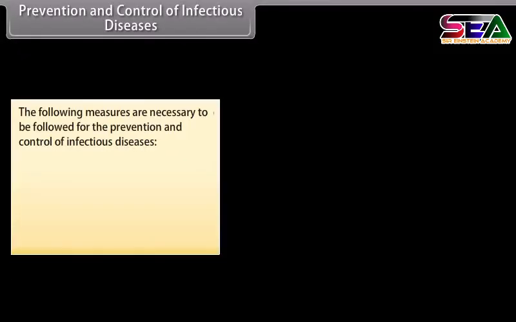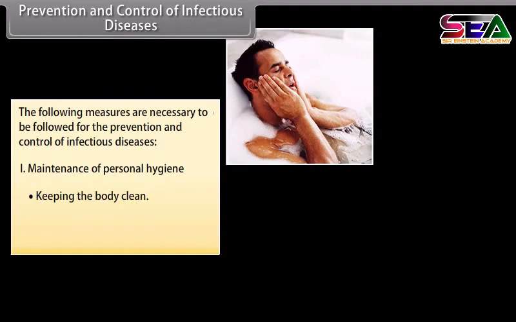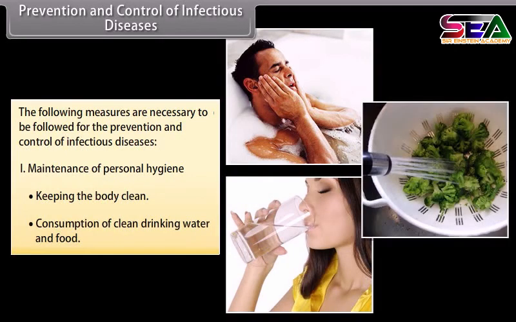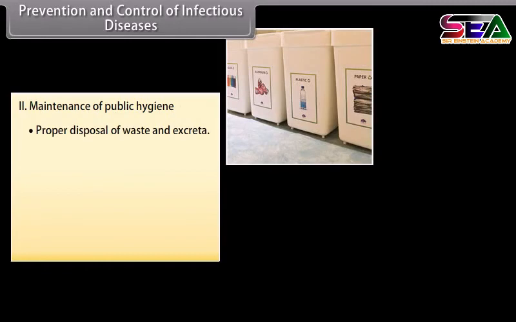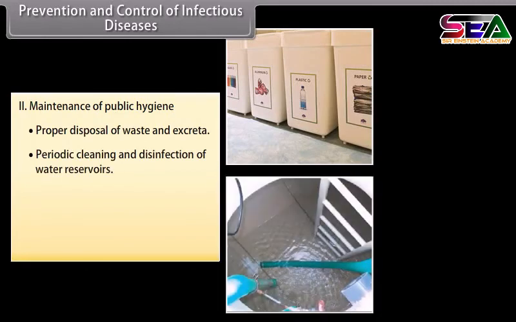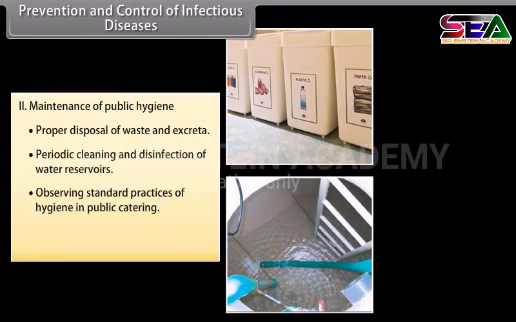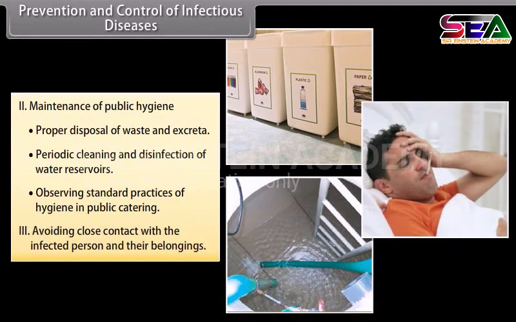Prevention and control of infectious diseases. The following measures are necessary to be followed for the prevention and control of infectious diseases. Maintenance of personal hygiene. Keeping the body clean. Consumption of clean drinking water and food. Maintenance of public hygiene. Proper disposal of waste and excreta. Periodic cleaning and disinfection of water reservoirs. Observing standard practices of hygiene in public catering. Avoiding close contact with the infected person and their belongings.